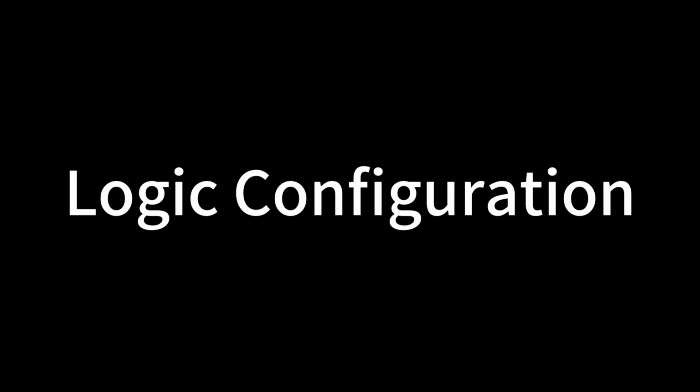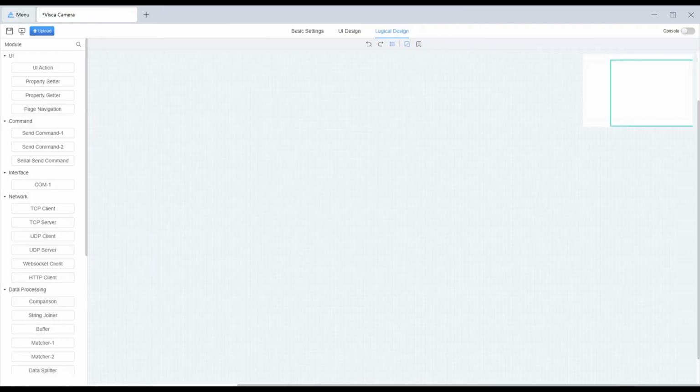Logic configuration. Next, we move to the logical design section to set up the control logic. The control logic for this example is, when a directional button is pressed, the system sends the corresponding directional control command to the camera via the serial port. When the button is released, the system sends a stop command. These steps are as follows.